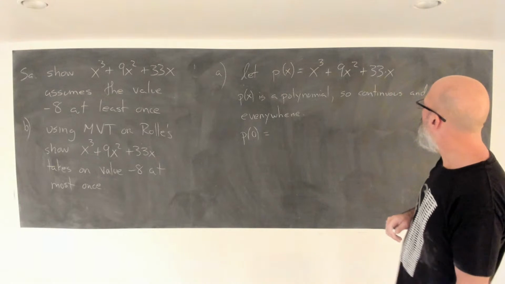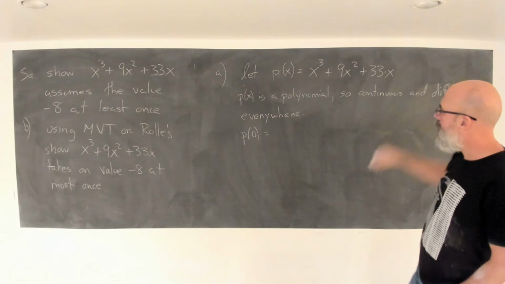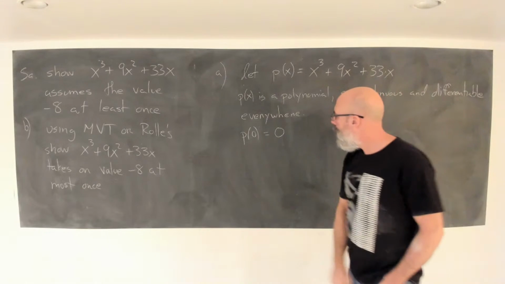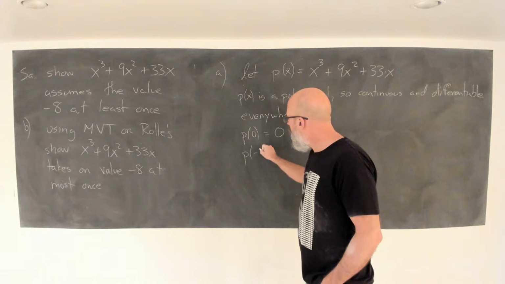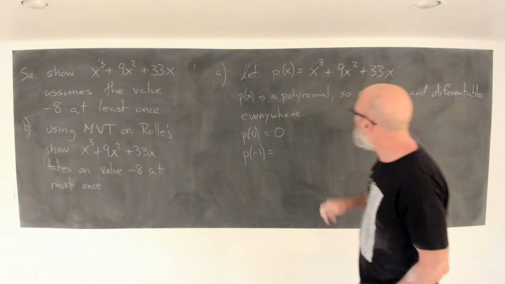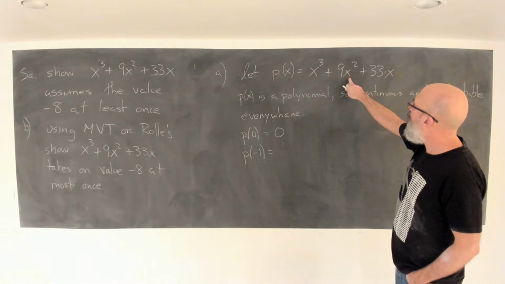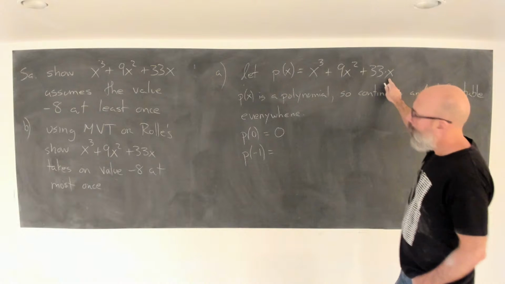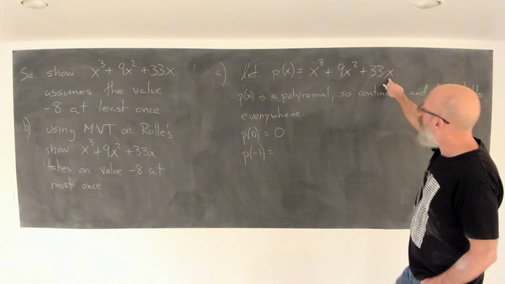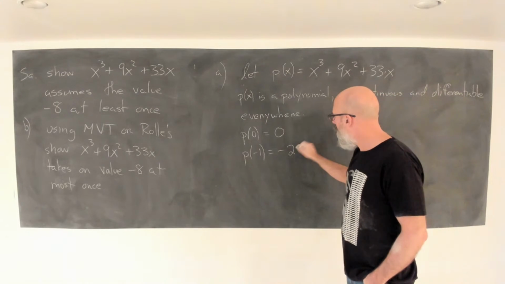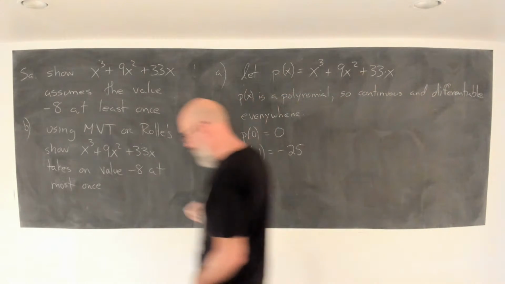P of 0, when you plug in 0, this is easily seen to be 0. P of -1, what is that? That's -1. Plus 9 is 8. Minus 33, that is minus 25, is that correct? Minus 25? Anybody?